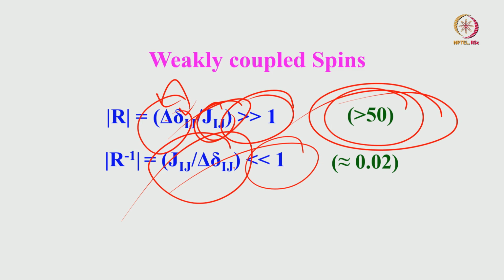You take the reverse of that. If I take the J coupling over the chemical shift difference, and this value is much smaller, of the order of 0.01 or 0.02 or even smaller, they are called weakly coupled spins. So, this is the condition for that.